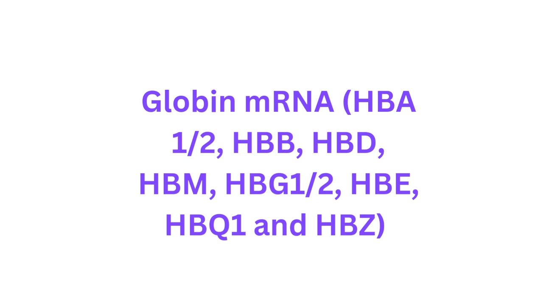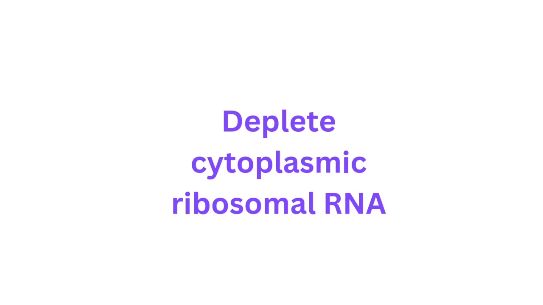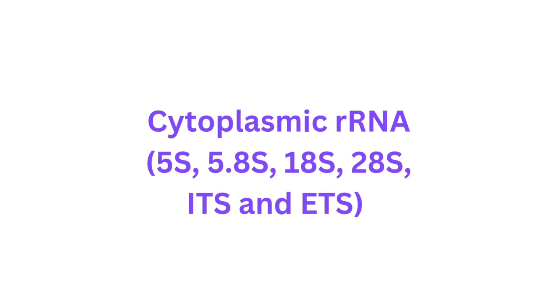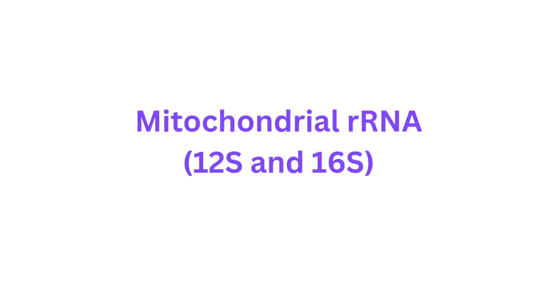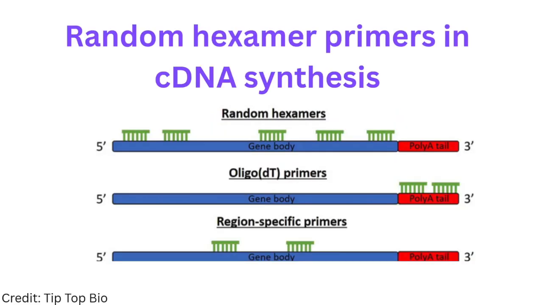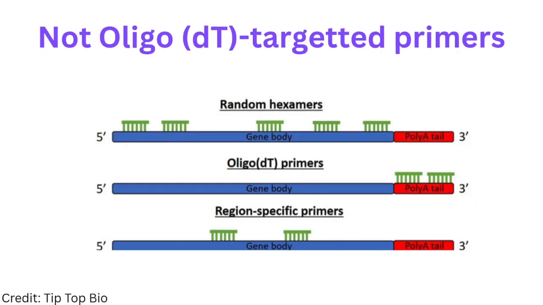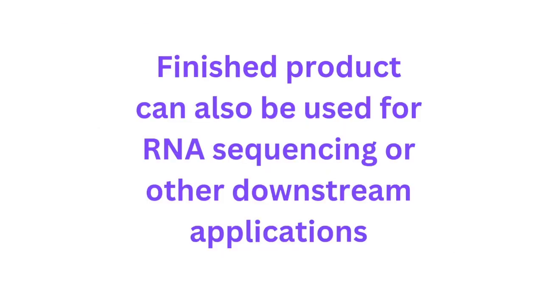Then you're going to deplete cytoplasmic ribosomal RNAs, so your 5S, 5.8S, 18S, 28S, ITS, and ETS. You're also going to deplete mitochondrial ribosomal RNA, so 12S and 16S. Once you perform this depletion of ribosomal RNA, your sample is now suitable for random primed complementary DNA synthesis, not the oligo-dT based synthesis. You can also use the RNA that you deplete for RNA sequencing, as well as other downstream RNA analyses.